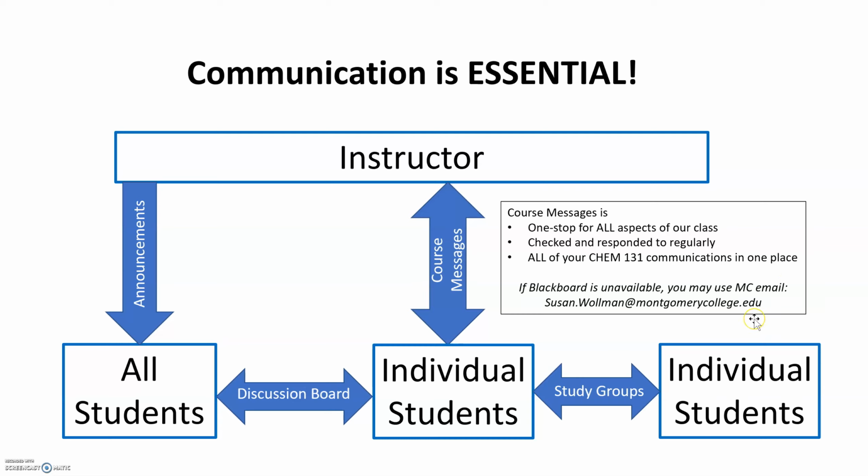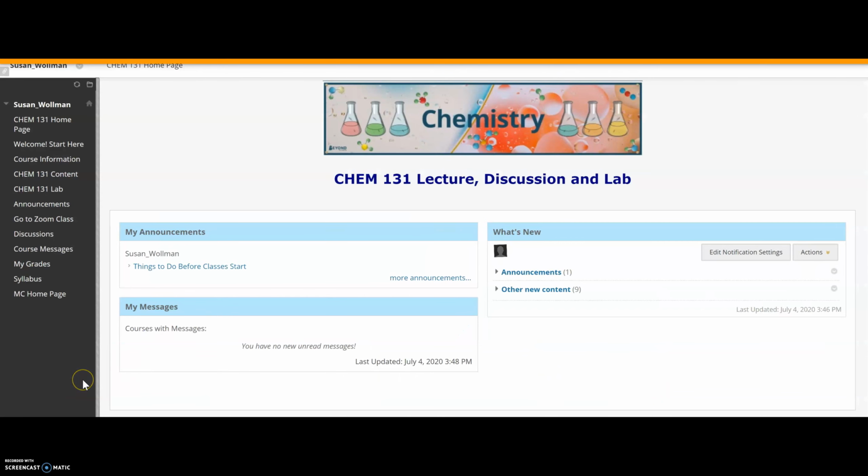And of course, sometimes technology does fail us. Sometimes Blackboard is unavailable for either maintenance or a technology glitch of some kind. And during that time, if you need to communicate with me, you can use the MC email. So that would be susan.woolman@montgomerycollege.edu.